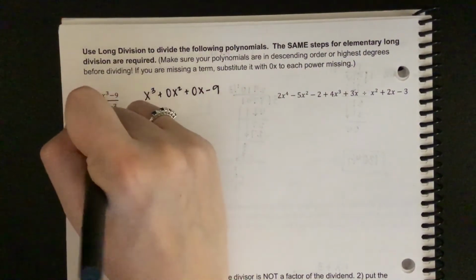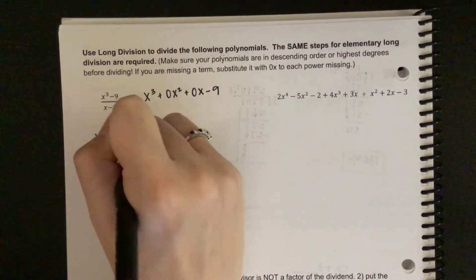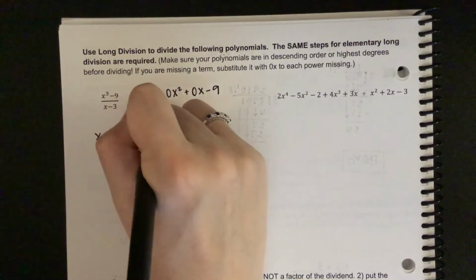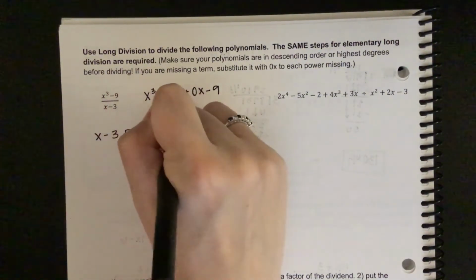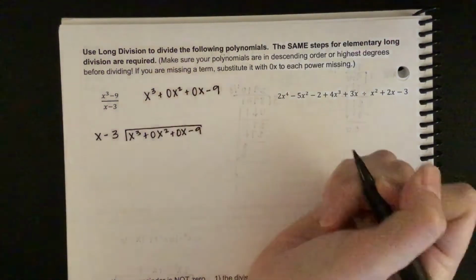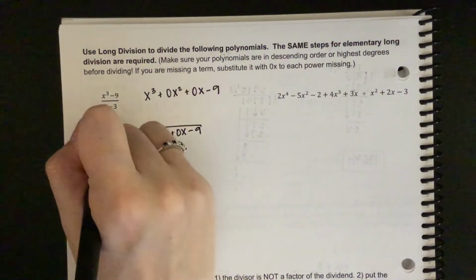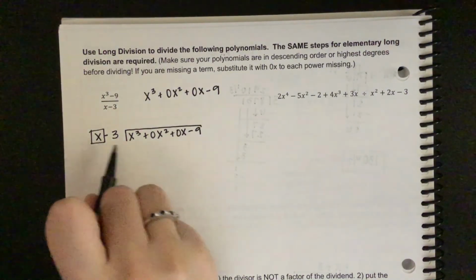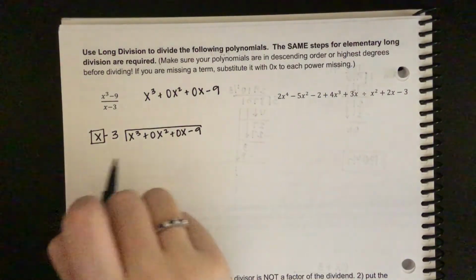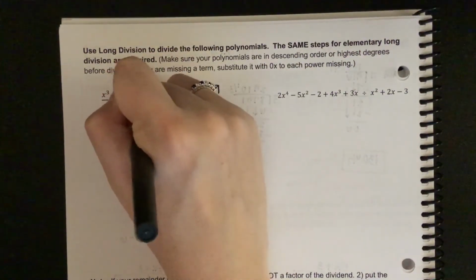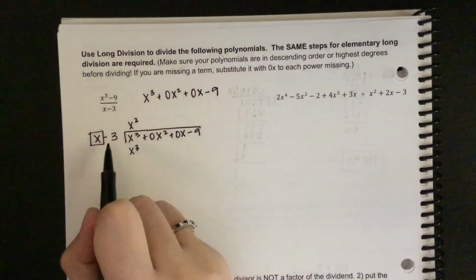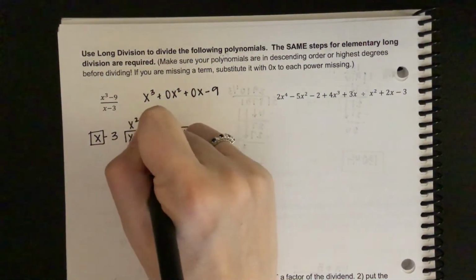So let's go ahead and set this up. So x minus 3 into x cubed plus 0x squared plus 0x minus 9. And remember, we only focus on that very first term. So x into x cubed. X times x squared would give me x cubed. X squared times x is x cubed. X squared times negative 3 is negative 3x squared.